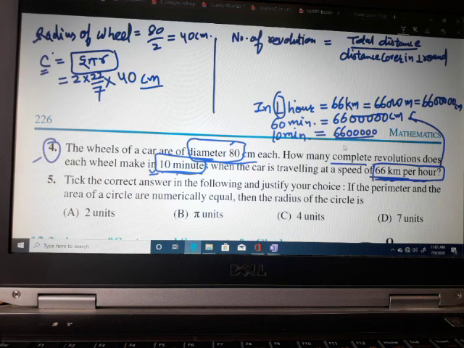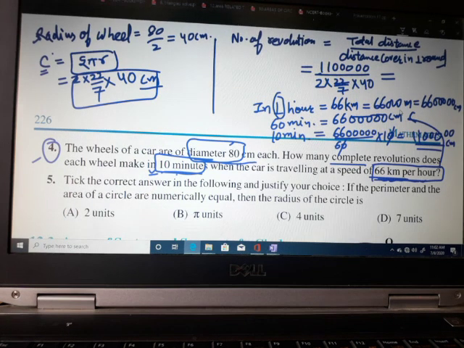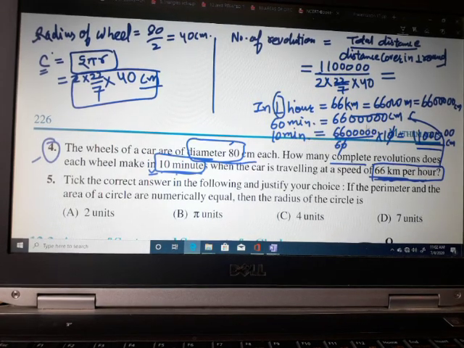6600 upon 60 into 10. That will give you this distance, equal to 11,000 centimeters. This is the total distance. So you have to put here the total distance divided by the distance covered in one round, that is equal to the circumference of the circle, 2 into 22/7 into 40. After solving this you will get the final answer, that is equal to 4375.